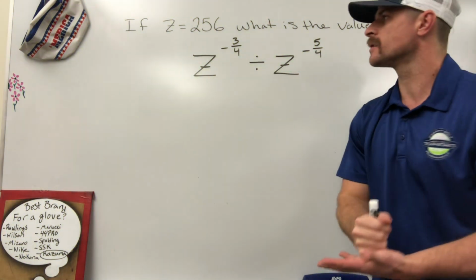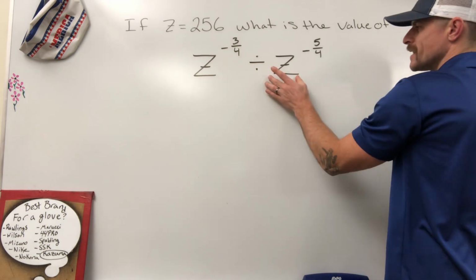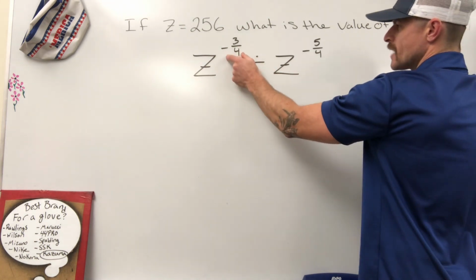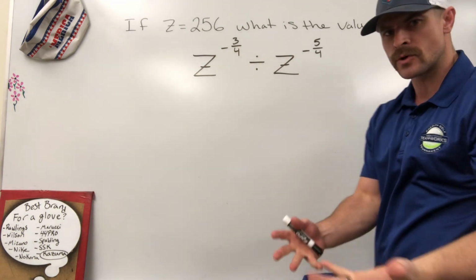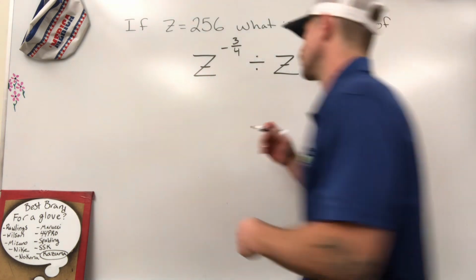All right, this is a fun little algebra problem where z is equal to 256. So we've got two terms with a z as a base. We've got rational exponents, so we need to know some exponent rules. Let's simplify this out before we plug in the value of 256 and see what it looks like.